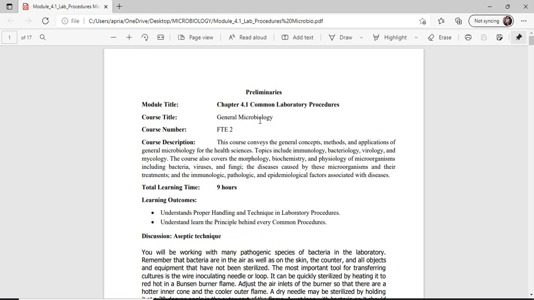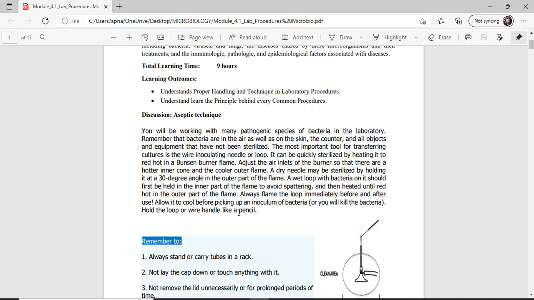Okay, so welcome to the continuation sa atong chapter 4, which is the topic of microbiology. Okay, so we are now here sa atong common laboratory ng mga procedures. Okay, so here you will be discussing aseptic technique.